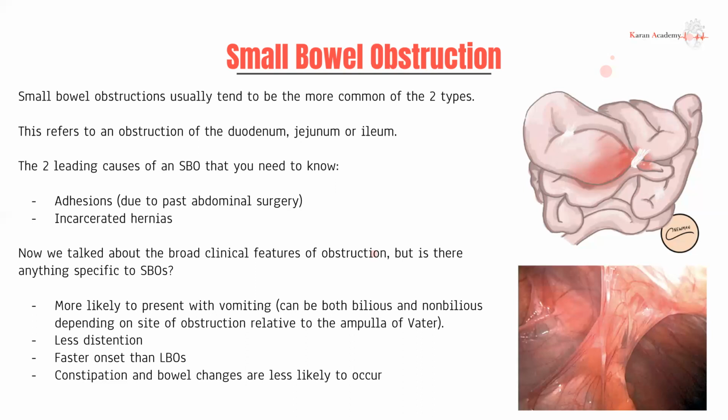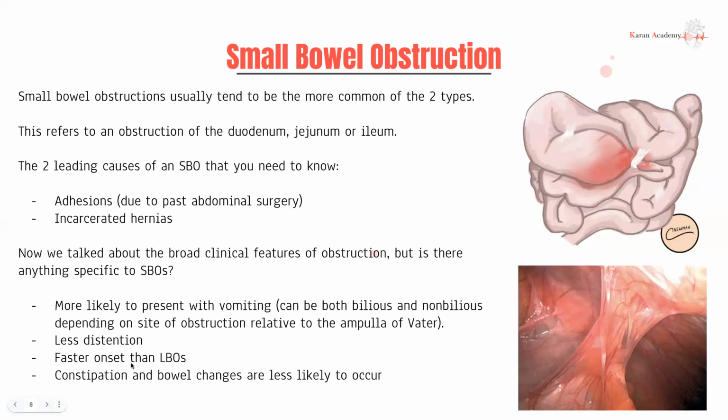SBOs typically present with less distension. So the premise of distension is when you have a blockage, the proximal bowel, or the bowel just before that obstruction, is going to dilate, right? And although small bowel can dilate, it's not going to dilate as much as in a large bowel obstruction. It often has a faster onset. When I say faster onset, I mean faster onset of symptoms, and that goes back to where the obstruction is. The higher up, the earlier it's likely to present.